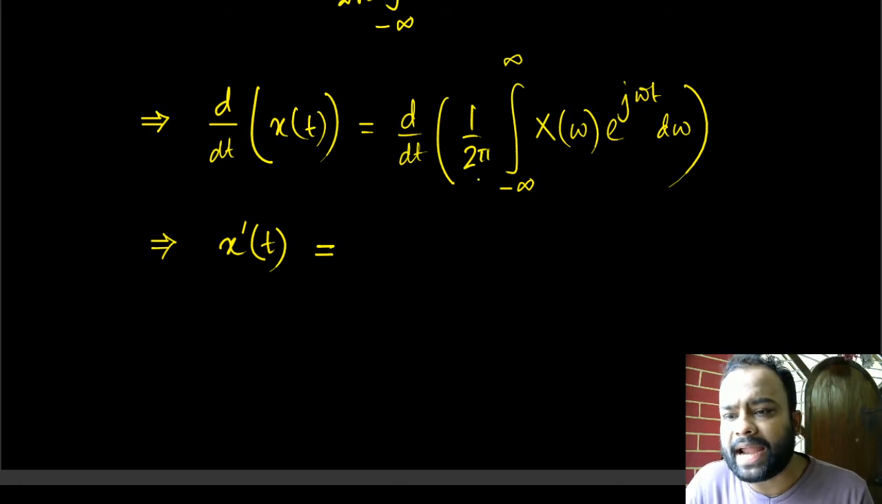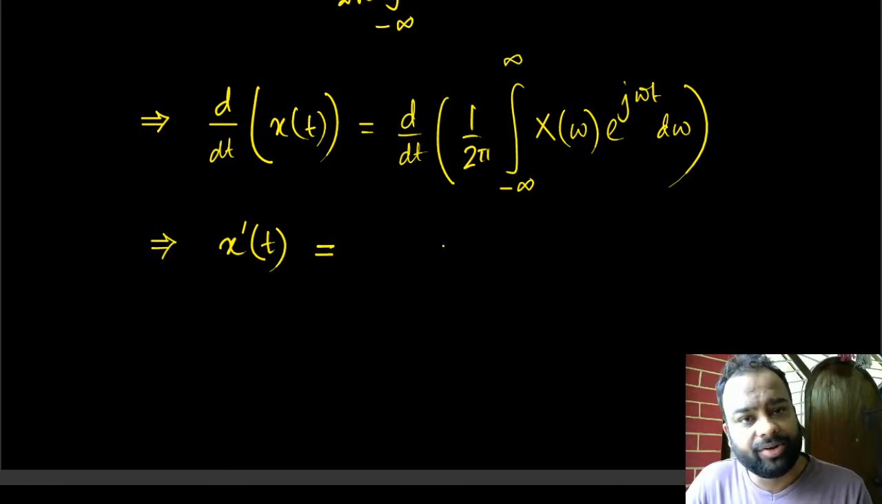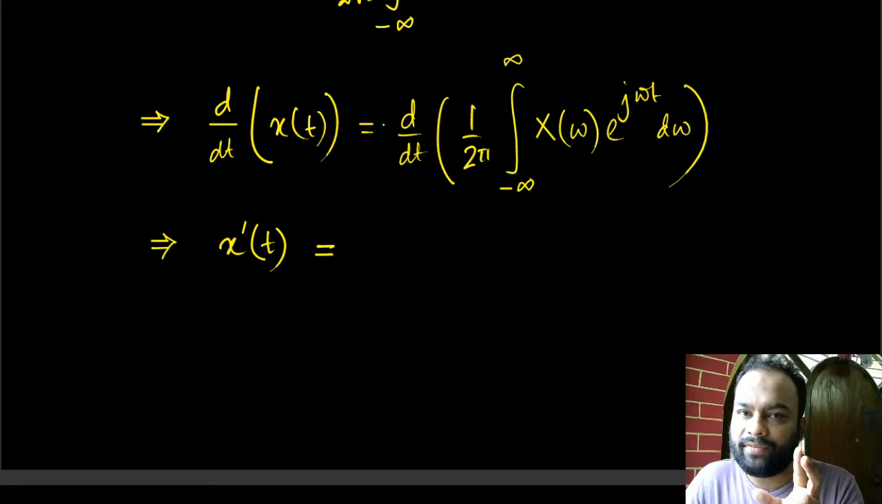Now here in this entire thing, 1 by 2 pi is irrespective of d/dt. So 1 by 2 pi can go outside that. What about the integration then? Look at the integration. The variable for the integration is omega, not t, right? So as far as the integration is concerned, this derivative can go inside the integration or outside the integration, it won't matter, simply because the variable for the integration is omega, not t.